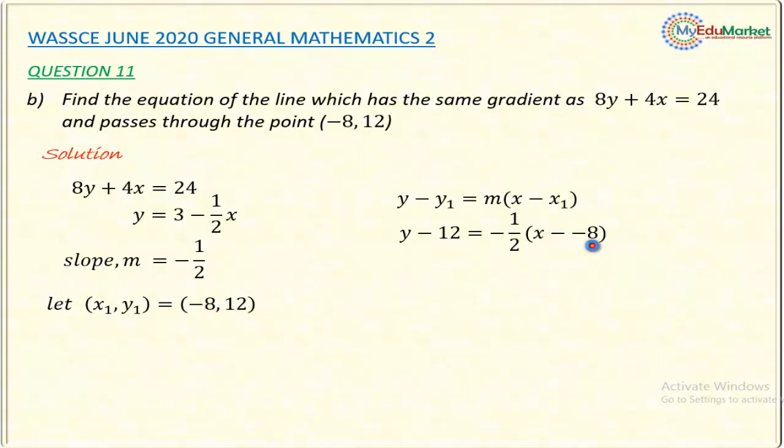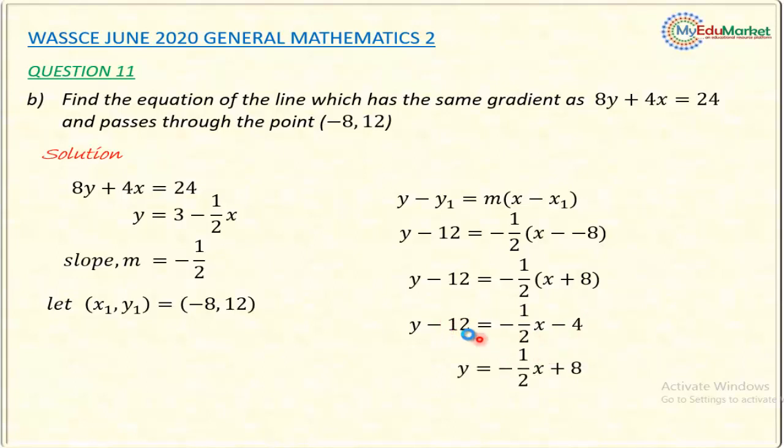Simplifying this further, opening the bracket, I now have y minus 12 equals minus 1 over 2, the minus changes to plus, so I have x plus 8. I'll continue. Taking minus a half into the bracket, I will now have minus 1 over 2x, and minus 1 over 2 times positive 8 will give answer minus 4. So I'm going to take this negative 12 to the right hand side, so I have positive 12, so minus 4 plus 12 is going to be plus 8. So I have y equals minus 1 over 2x plus 8.